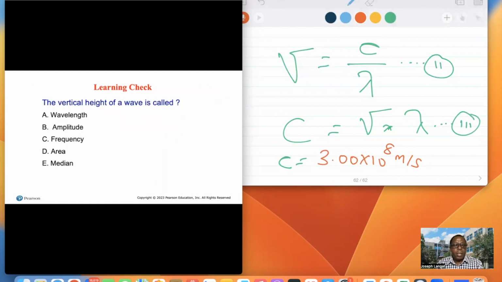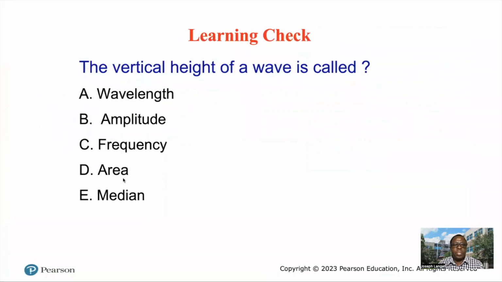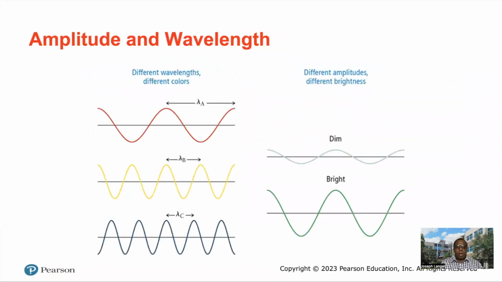Just general knowledge, a conceptual question: what is the vertical height of a wave called? The correct answer is B. It's pretty straightforward. So this is B, amplitude. Next time I may ask you to define the wavelength, I may ask you to define the frequency. Know the definition of the 3 terms: amplitude, wavelength, all right.